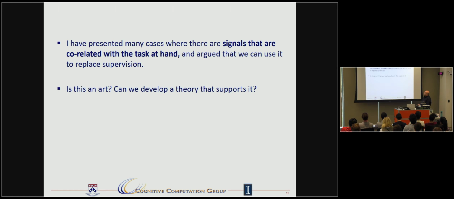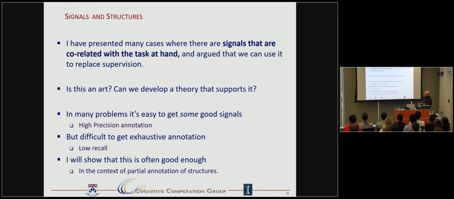Can we develop a theory that supports it and gives us some guidance of what we should do, what's important and what's not? So that's what I'm going to try to do now. In many problems, I would argue it's very easy to get some good signals, high precision signals, but difficult to get exhaustive annotation. You will not get a lot of annotation. I'll show that this is often good enough, and I'm going to develop the theory in the context of partial annotation of structures, but argue that this goes a little bit beyond that.